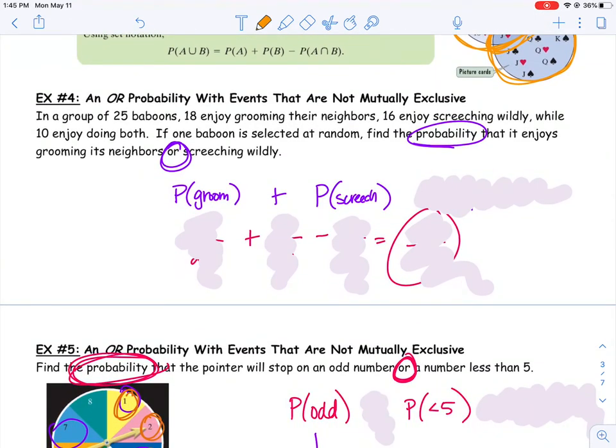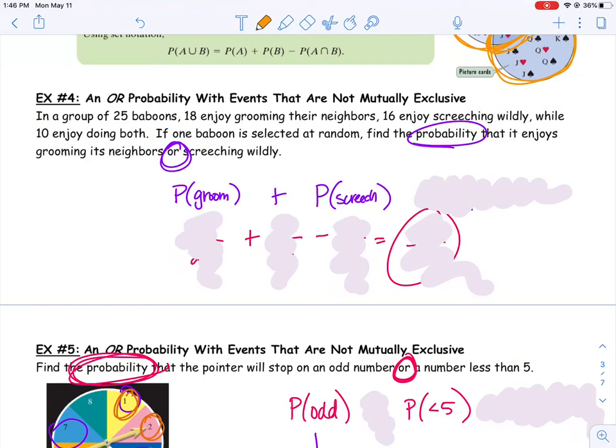So look at this example number 4. It's kind of a silly example, but bear with me. It says, in a group of 25 baboons, 18 enjoy grooming their neighbors, 16 enjoy screeching wildly, while 10 enjoy doing both. If one baboon is selected at random, find the probability that it enjoys grooming its neighbor or screeching wildly. Couple of key words: probability, what you want, add a total, and then the word or. Remember, the word or means add.